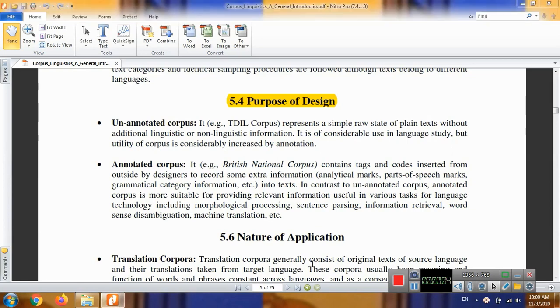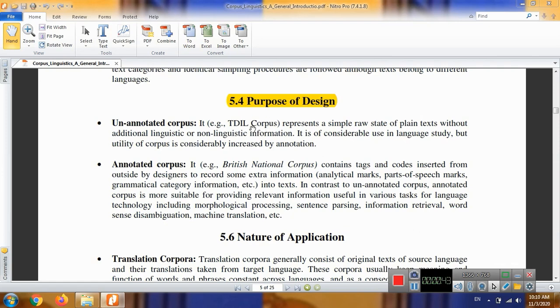In this session, we will follow the previous session, in which we read this article, and we will continue it. But what about the purpose of design? We have two kinds of design for corpus: unannotated corpus and annotated corpus. Here we read some features of the unannotated and annotated corpus, and we will become familiar with them.